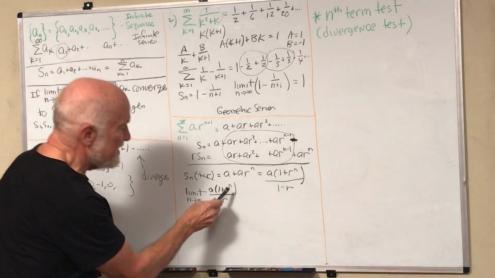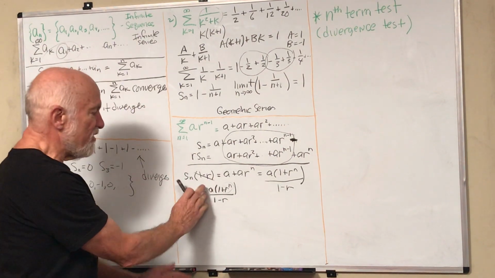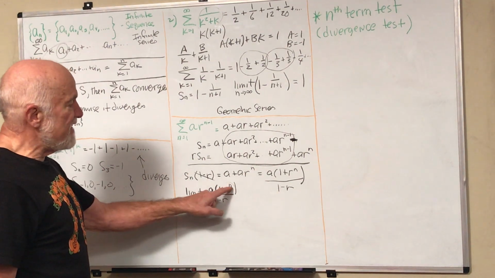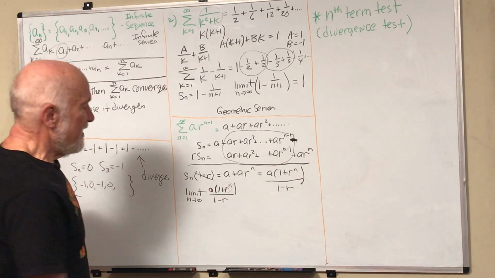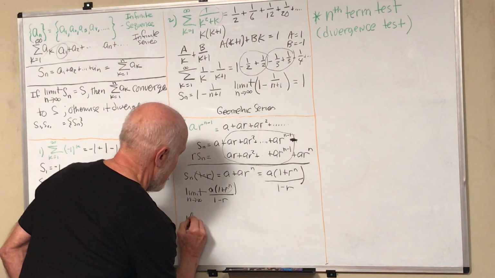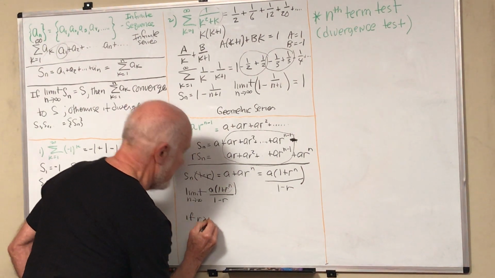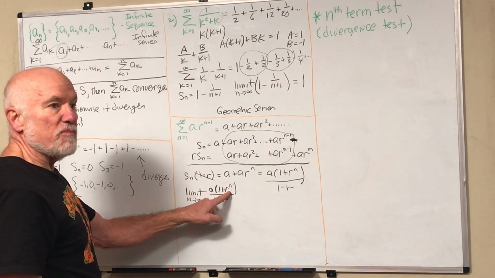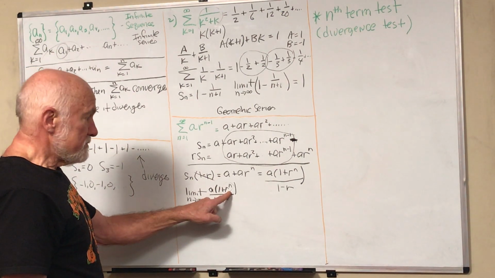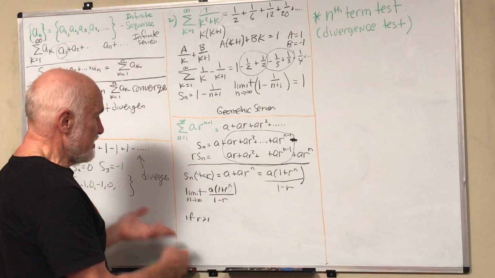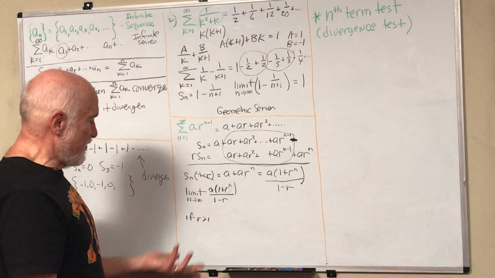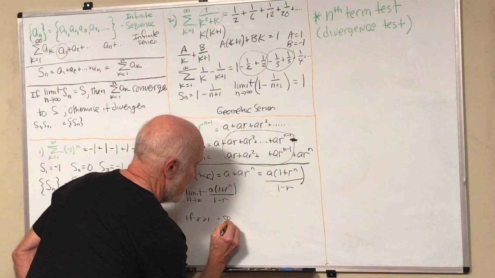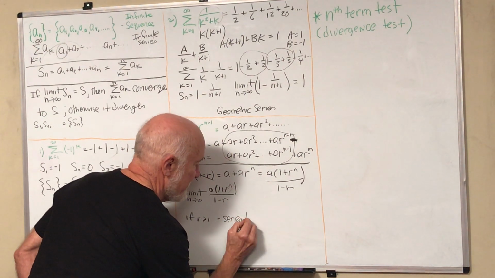So it's all going to come down to this. Everything else is just constants. So what do I know about r to the n? Well, if r is greater than 1, then this is going to get ridiculously big. And so it's going to just go to infinity. It's not going to converge. So then we could say the series diverges.